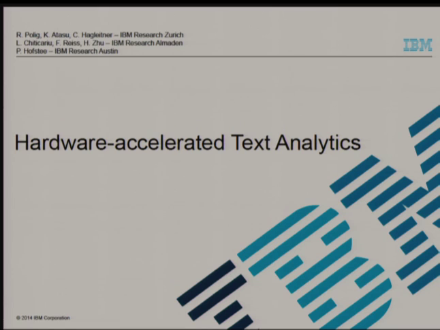Our first speaker is Raphael Polig. His talk is entitled Hardware Accelerated Text Analytics. He's a PhD student at IBM Research in Zurich. His research interests are in hardware acceleration of text analysis, and he has a master's in EE from TU Munich.